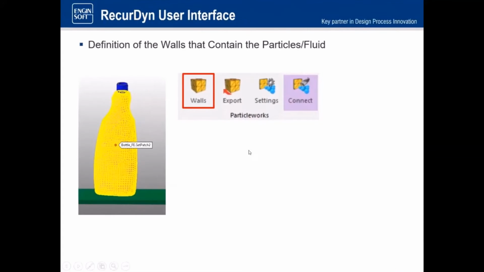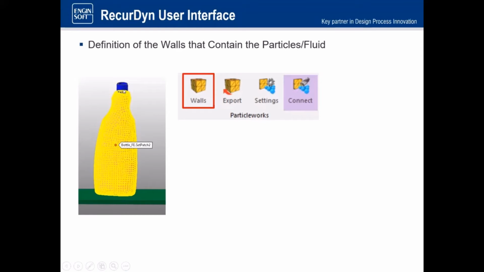And then to define those walls, this is actually within RecurDyn. So in this case, we can create a patch set, and you can basically select the patch set to interact with the particles. So this walls icon, you select that icon and you pick what's going to be included, that the Particleworks will interact with. And besides the sides of the bottle here, we actually had some geometry on the top to function as the cap.